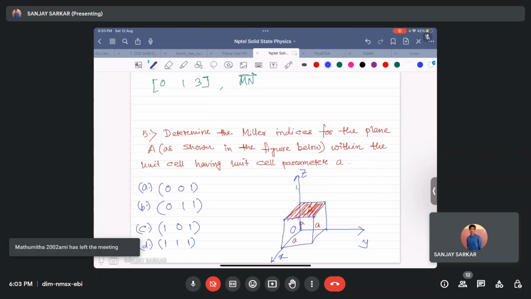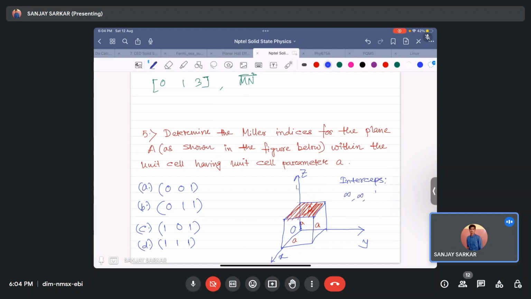Option A? Yeah. So to find the Miller indices of a plane, you need to find the intercepts and take the reciprocal of this. This plane is parallel to the xy plane, so it will never cut the x and y axes, and it will only cut the z axis. So in the x and y directions, the intercepts are infinity, and in the z direction it is 1 unit. So the intercepts are infinity, infinity and 1. You need to take the reciprocals to find the Miller indices. So the Miller indices are 0, 0 and 1.